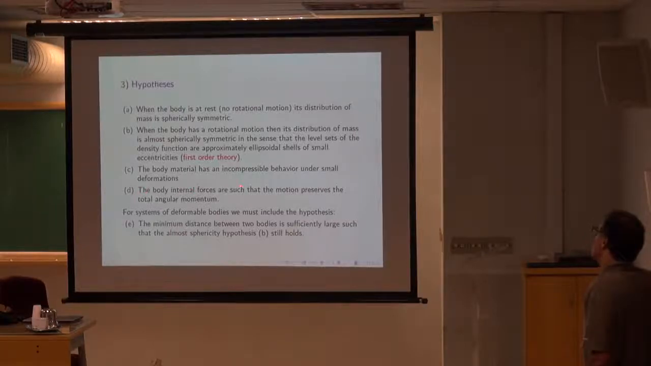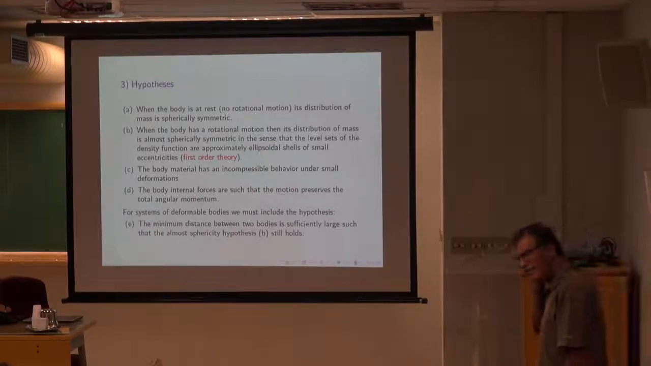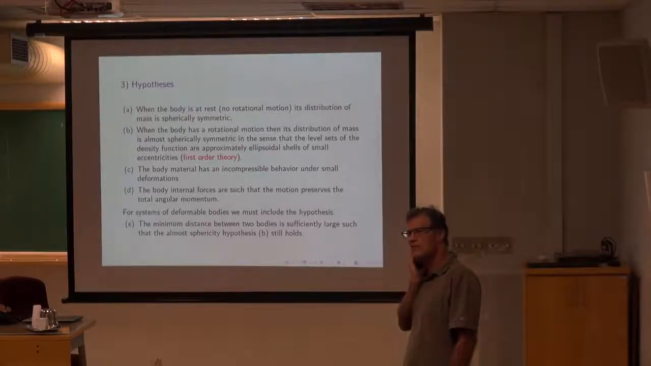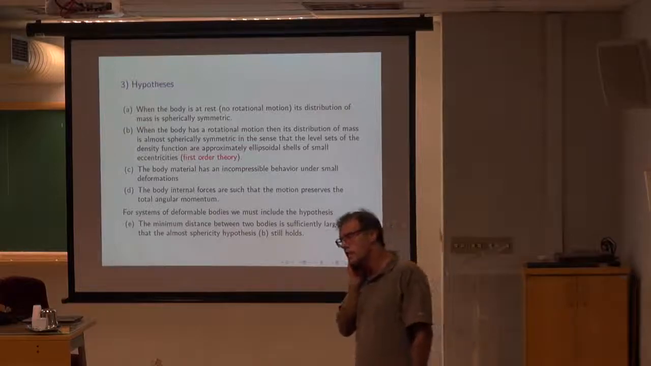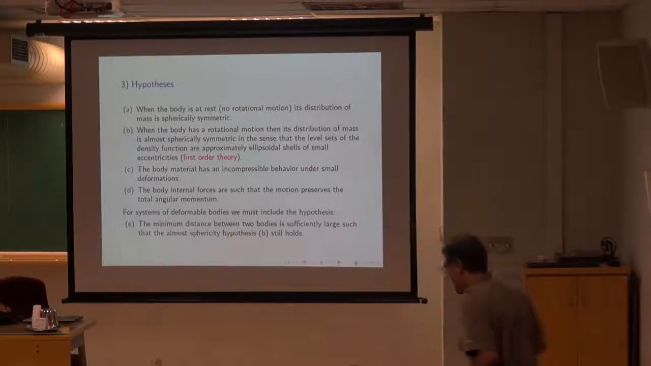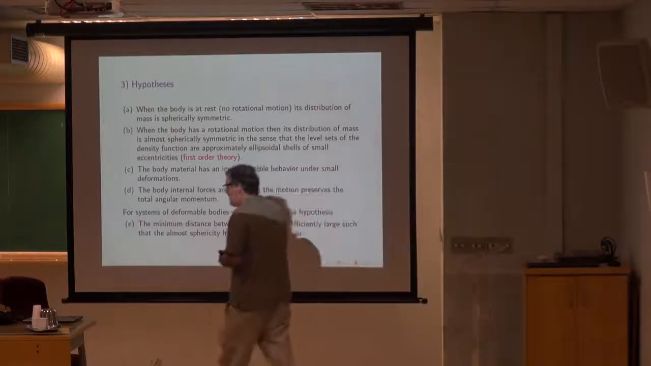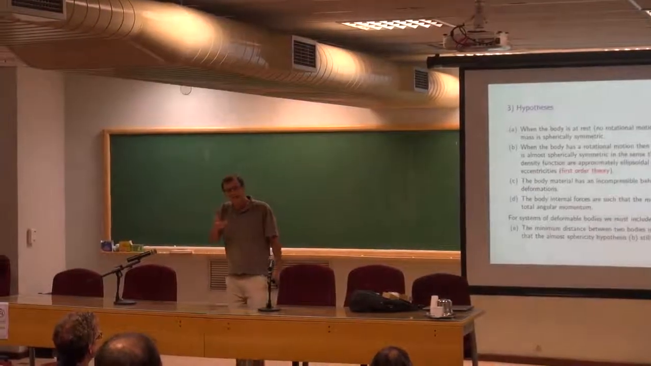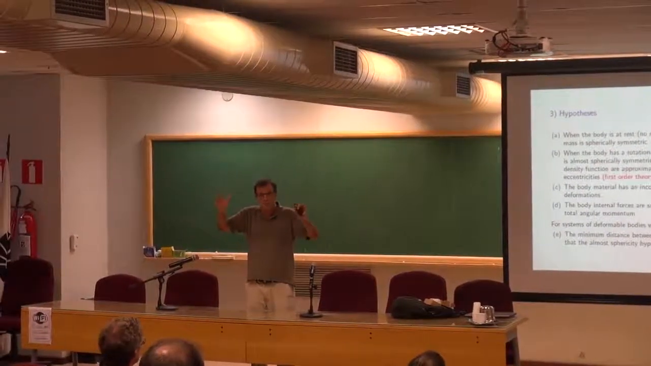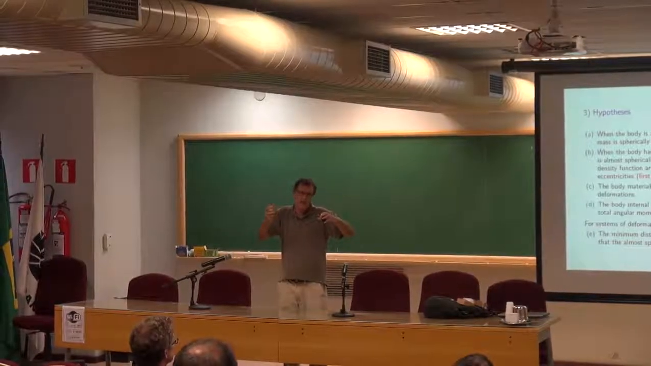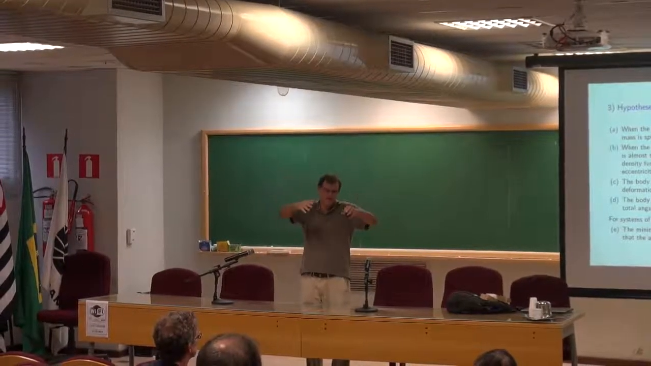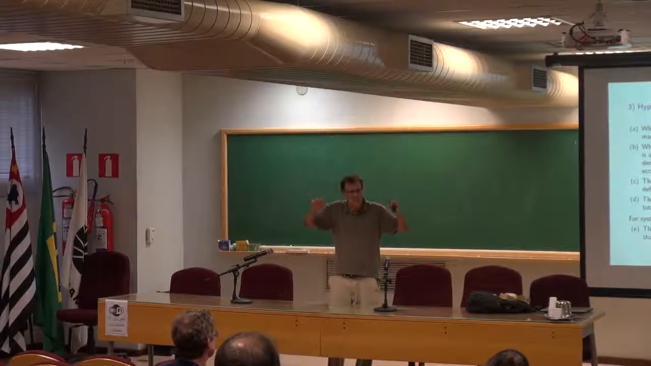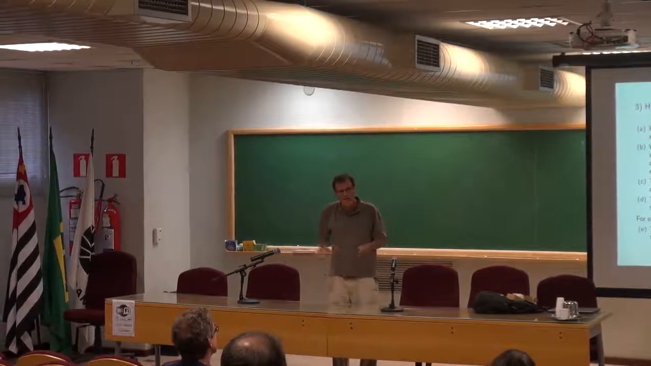The body's internal forces are such that, and this is important, the motion preserves the total angular momentum. Because this is something very interesting in these constructions. Although energy is dissipated by tides, the angular momentum is not. Why is it not? I don't know. But this is an axiom that's taken by everybody, and the physics can show, for instance, for a star, that the angular momentum of a star can decrease only if the star loses mass. So the angular momentum varies in a star only by losing mass. It can eject mass, and so it loses angular momentum because it ejects mass. But if you take away the ejection of mass, the angular momentum is constant.